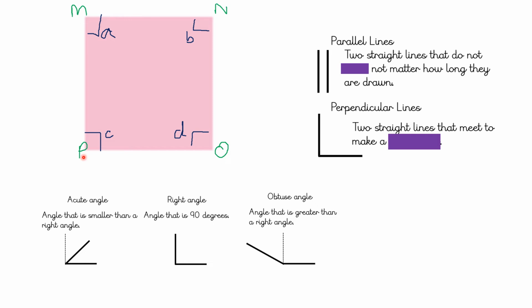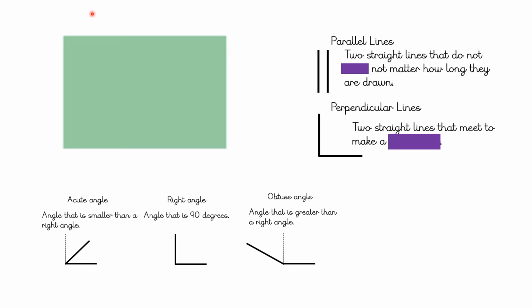Are there any perpendicular lines? Correct. Line MP and PO are perpendicular. Line PO and NO are perpendicular. Line ON and MN are perpendicular. And line NM and PM are perpendicular. Great job, Year 3. Thank you for your help in describing this square.